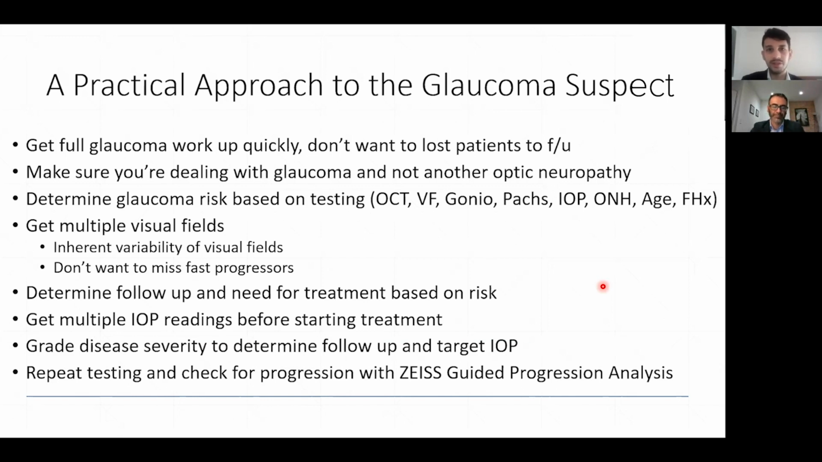So you need your OCT of the nerve and the macula. You need your visual field, gonio, PAX, IOP. Of course, you're always looking at the optic nerve head. Age is important, and family history is going to be important for some of our patients as well.